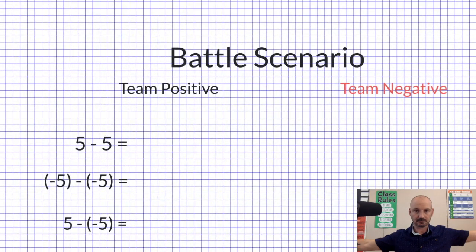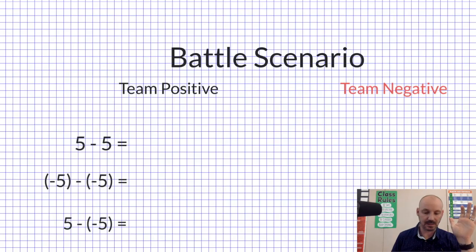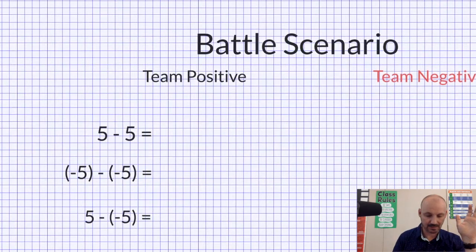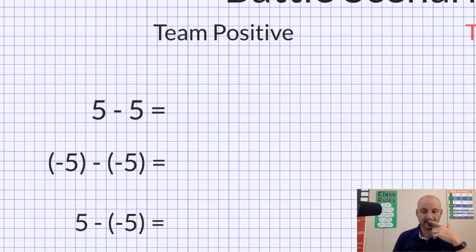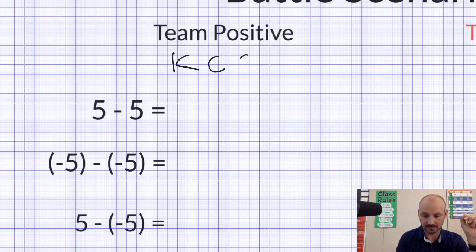Last scenario. Battle scenario. We used our battle scenario for adding. We're going to use it for subtracting. We had team positive, team negative. Okay, here's the deal with this. How does this work? Well, it's actually very simple. What I'm going to do is I'm going to turn all subtraction into addition. And there's this cool little trick that I can use to turn any subtraction problem into an addition problem. And it's called KCC, or keep, change, change.